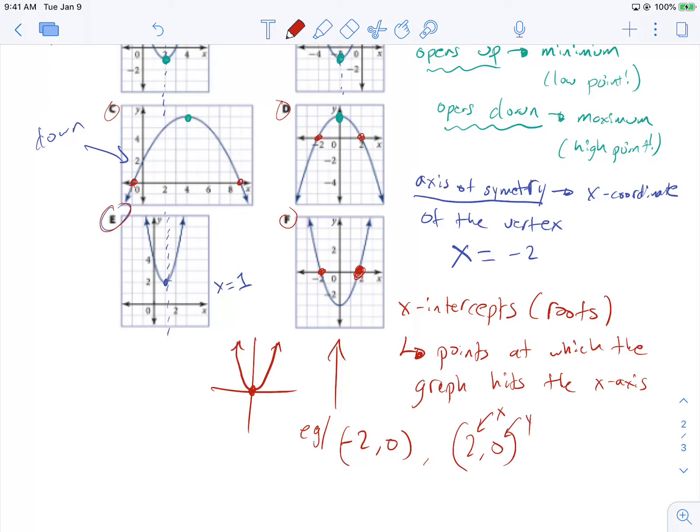Our y-coordinate's always going to be 0 because that's how you know it's on that x-axis. So those are our three big definitions when it comes to parabolas, but how do you know something's a parabola, especially if you're just given a table of values?